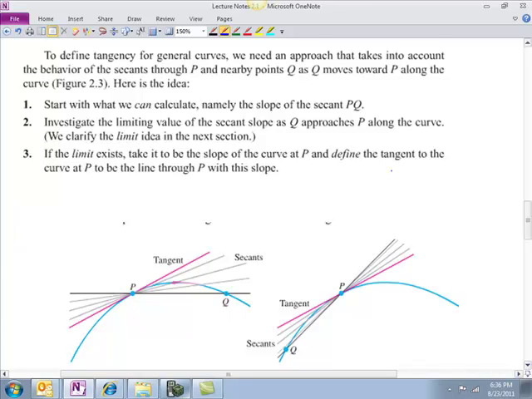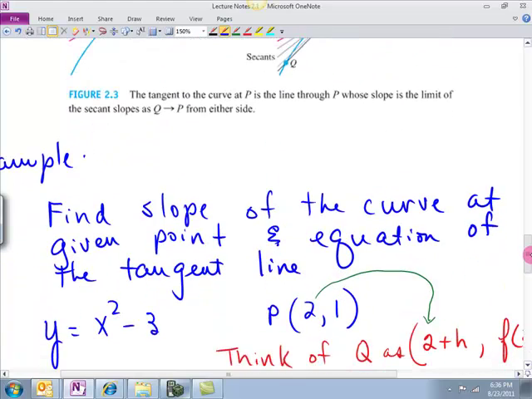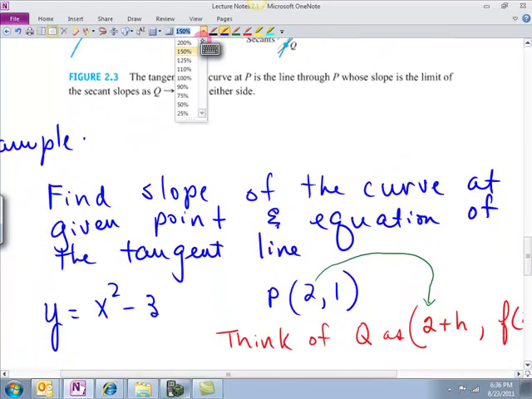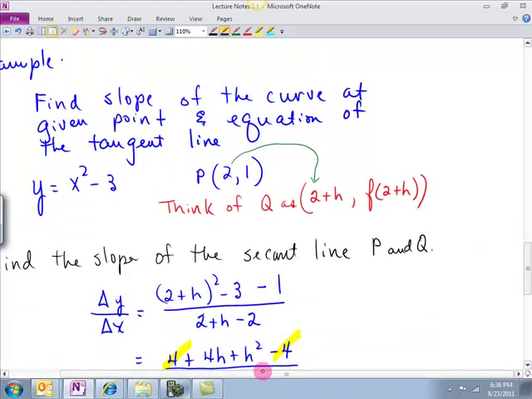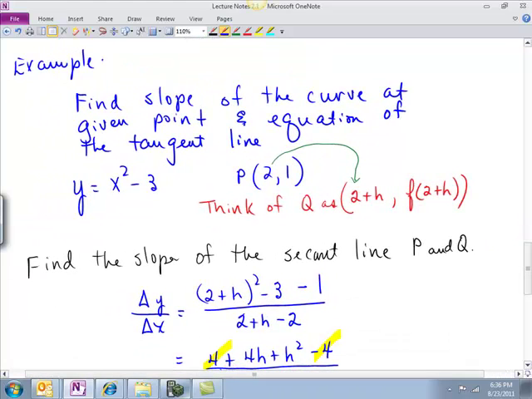So, in this particular section, we're going to do some of that average rate of change. We're going to do some of it where we're having to do the f of x plus h. And we're going to do some of it where we're going to write the equation of the tangent line. Okay? So, example. Let's do an example here. Find the slope of the curve at the given point and the equation of the tangent line.